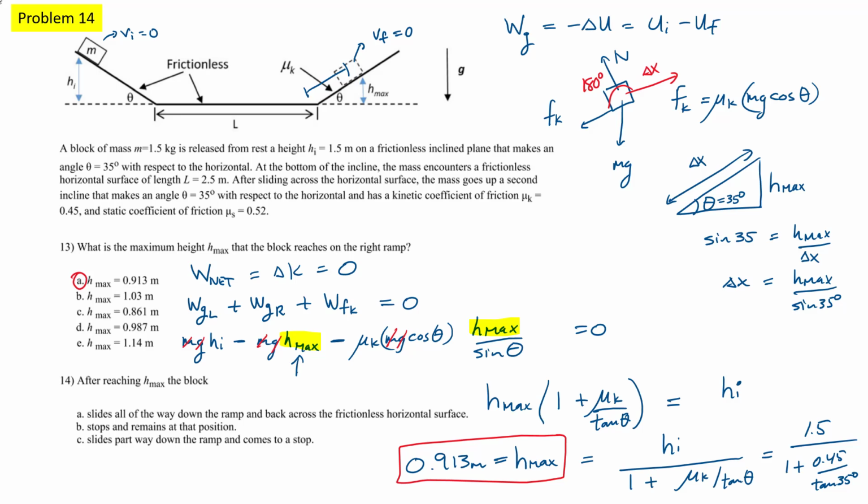All right, question 14 now says, after reaching H max, what does the block do? Does it slide all the way down the ramp and back across the frictionless surface? Does it stop and remain in that position? Or does it slide partway down and then come to a stop?